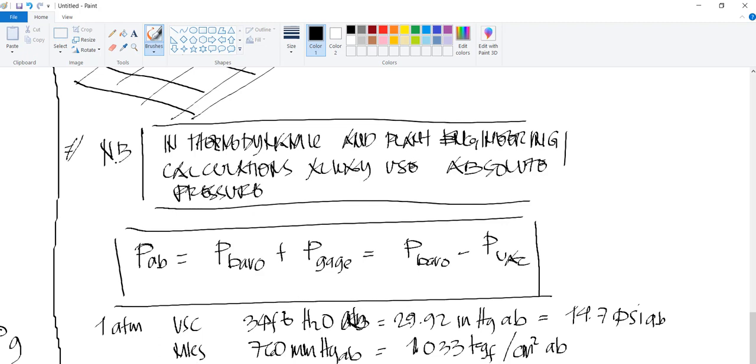For SI, we have 101,325 Newton per square meter. This will also be absolute. It will be equal to 101.325 kilonewton per square meter. Okay, so take note of that one, the conversion.